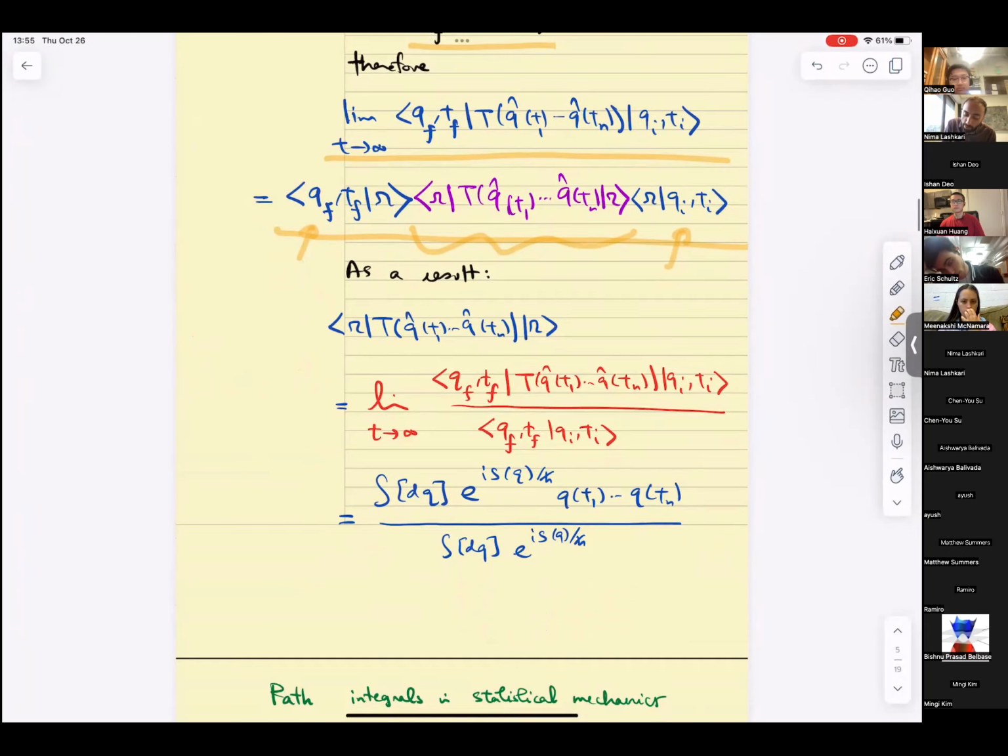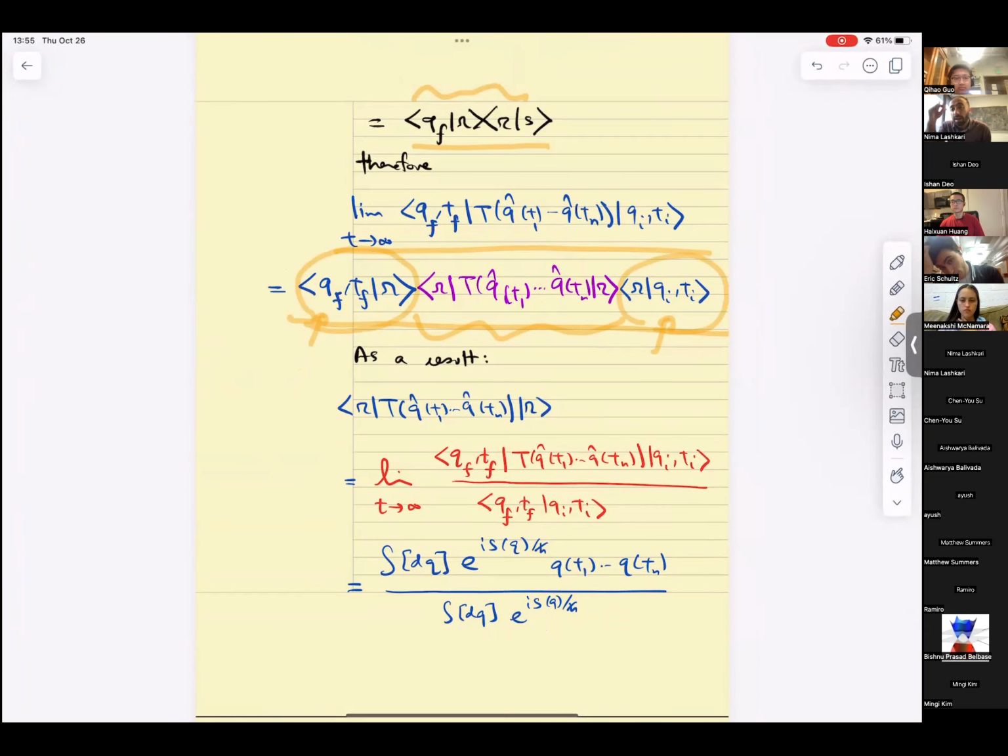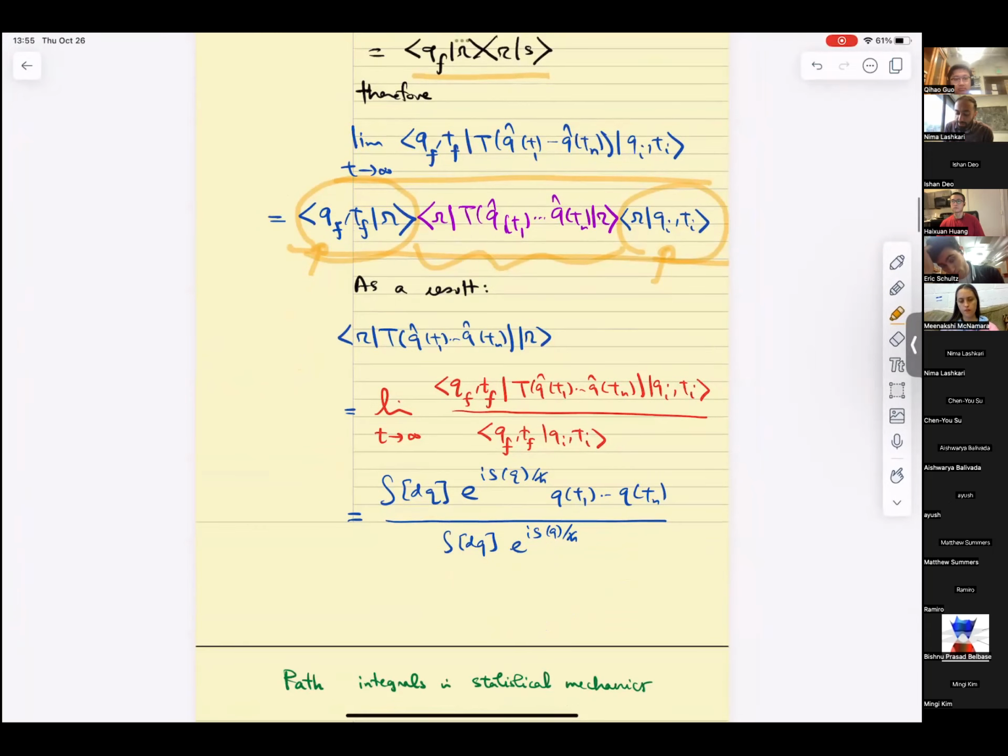Now, there are these annoying factors here. How do we get rid of them? Well, it's pretty easy. You just divide this path integral by the path integral that doesn't have any operator insertions.